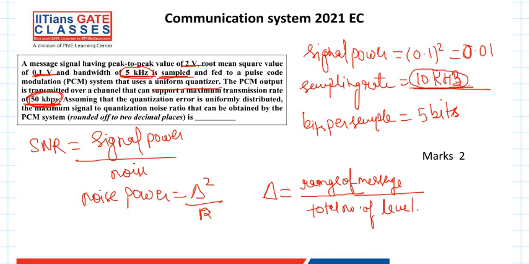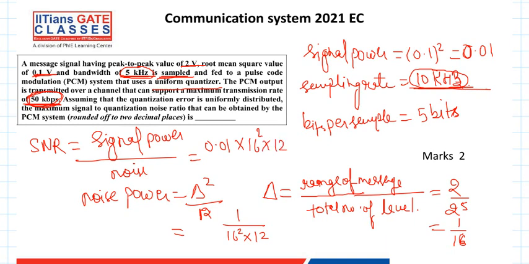Now if the quantizer is a 5-bit quantizer, the number of levels will be 2 to the power 5. So del will be 2 upon 2 to the power 5, which is 1 by 16. Now we have everything. We have signal power, and we have del, so we can calculate noise power. Noise power will be 1 by 16 square into 12. Now let's put it here. Signal power is 0.01 into 16 square into 12. If you solve this, you'll get somewhere around 32. So this will be the answer.